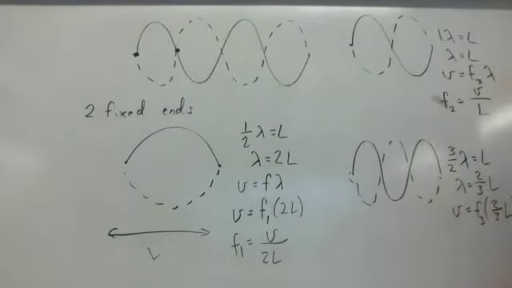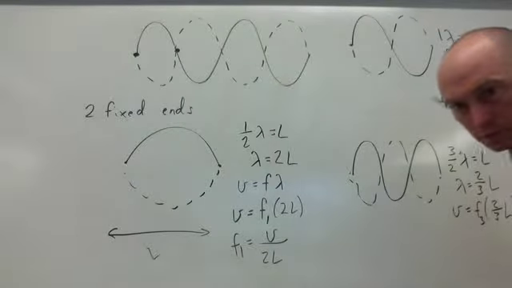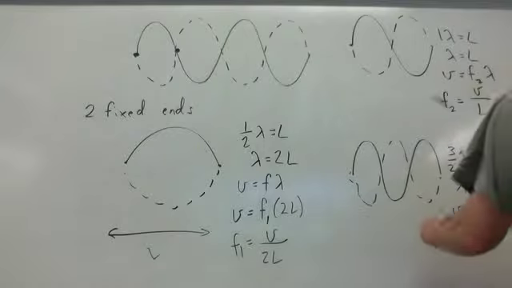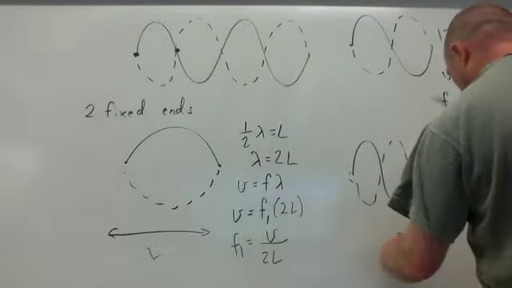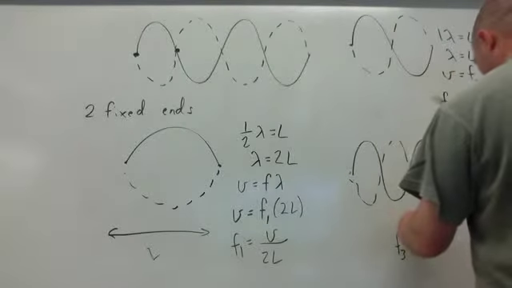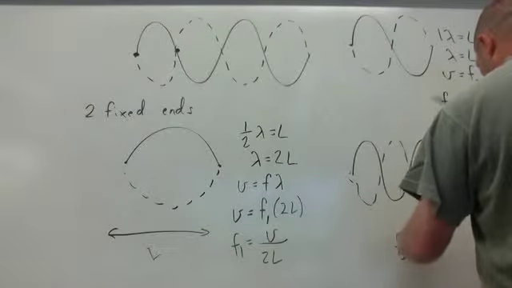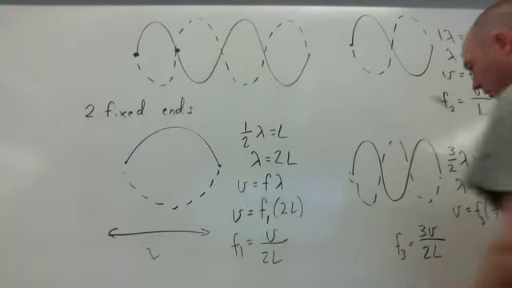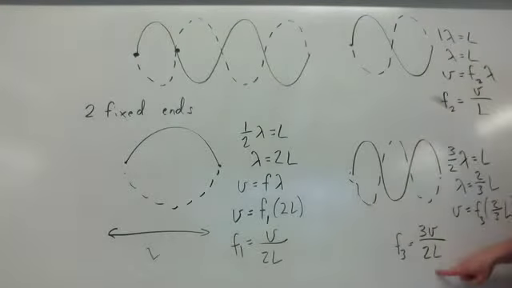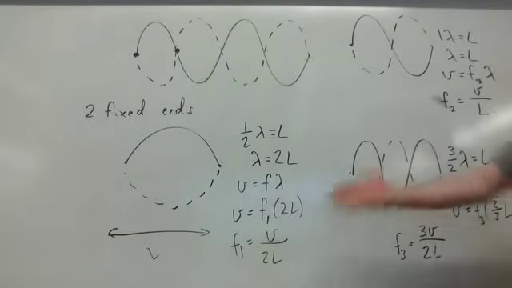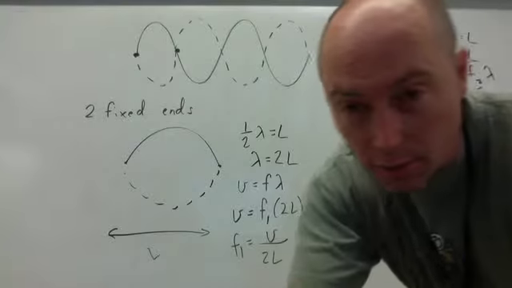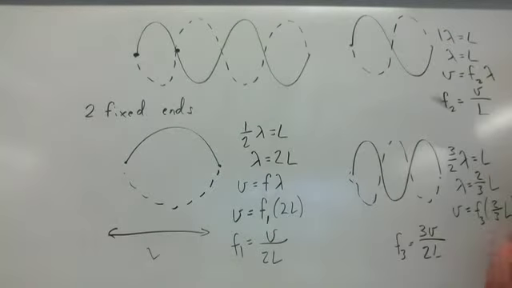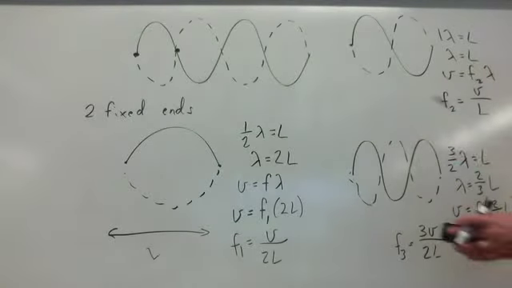So this would be like my F3, and then, yeah, you can still see. So that means F3 equals 3V over 2L. Hey, look, how does this compare to this? Oh, this frequency is 3 times bigger. So, hey, there's my pattern. That's how that works out. That would be 2 fixed ends.